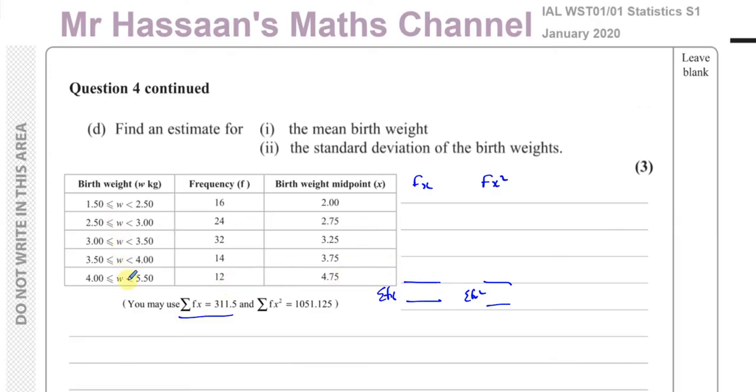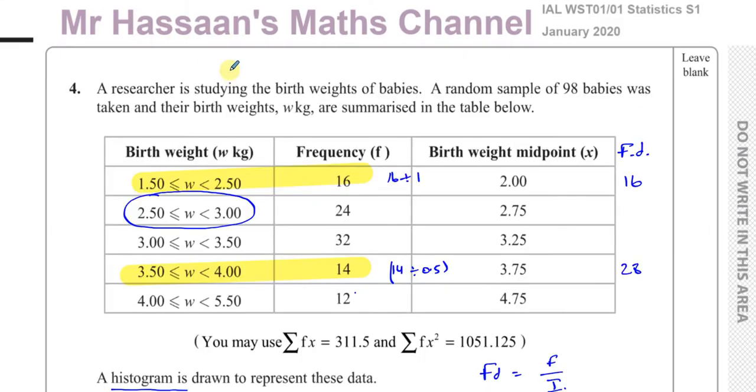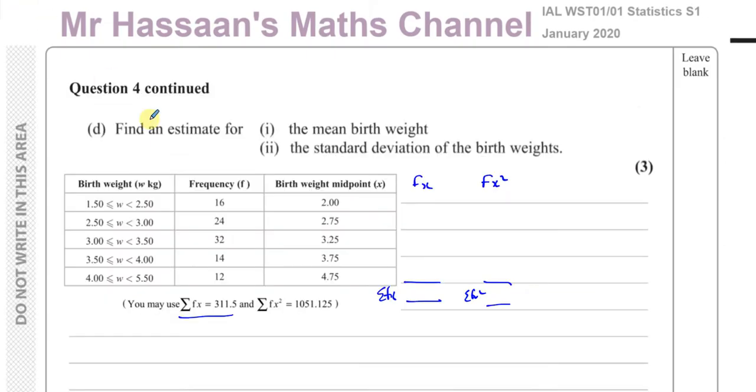Look at the midpoints of these intervals, and then multiply them together. That gives you, if you add them together, the sum, an estimated sum of the weights of all the babies. Then you divide it by the number of babies, and they told us that there are 98 babies altogether, so we know that the total is 98 here.